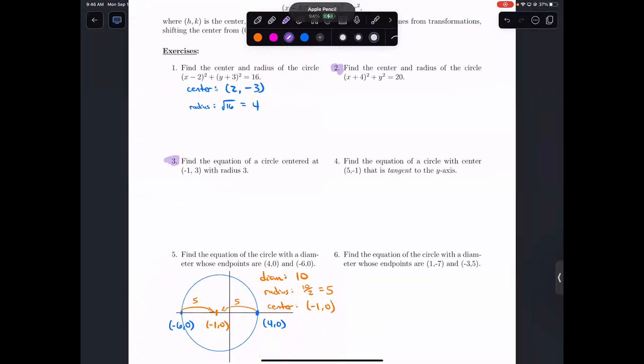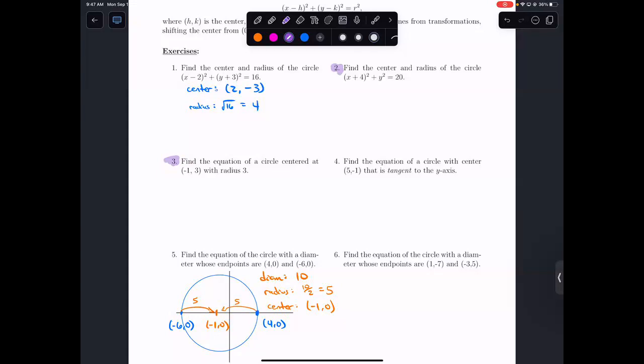4, 5, and 6. I'm telling you some information about the circle and then asking you to find the equation. To be able to do that, though, you still need the center and the radius. So look at 4. Find the equation of a circle with center (5, -1). All right, you got this then. I don't need to do anything to find this because we already have it. That is tangent to the y-axis. Somehow that must tell me enough information to find the radius.